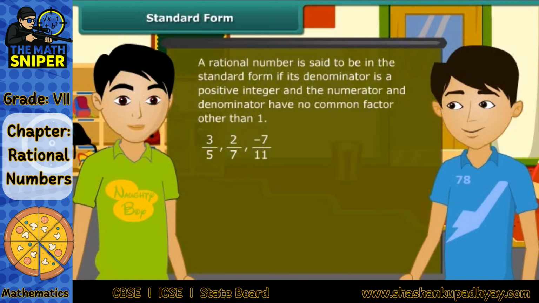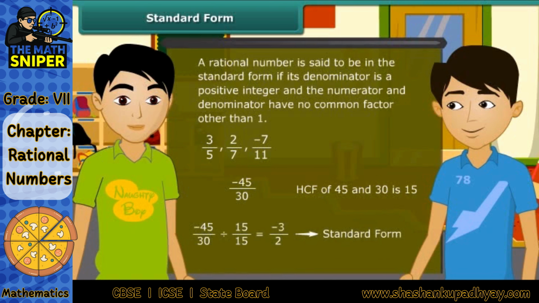For example, -45/30 is not in the standard form. We will reduce it by dividing its numerator and denominator by their HCF. Here the HCF of 45 and 30 is 15. Yes, so we will divide the numerator and denominator by 15, and we will get the rational number -3/2, which is in the standard form.